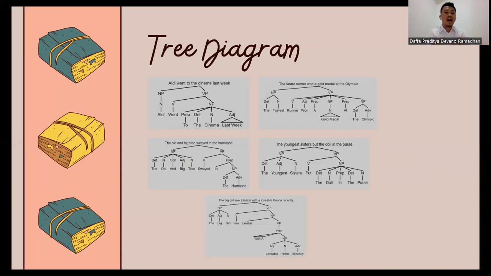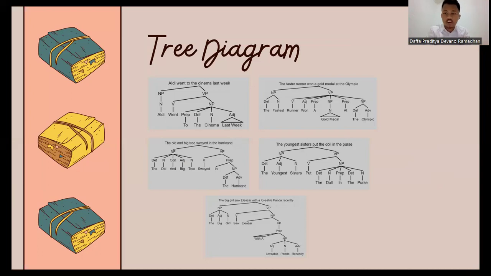The first sentence is Aldi went to the cinema last week. The second sentence is the faster runner won a gold medal at the Olympic. And then the third sentence is the old and big tree swayed in the hurricane. And the fourth one is the youngest sisters put the doll in the purse. And then the last sentence is the big girl saw Eliza with a lovable panda recently.